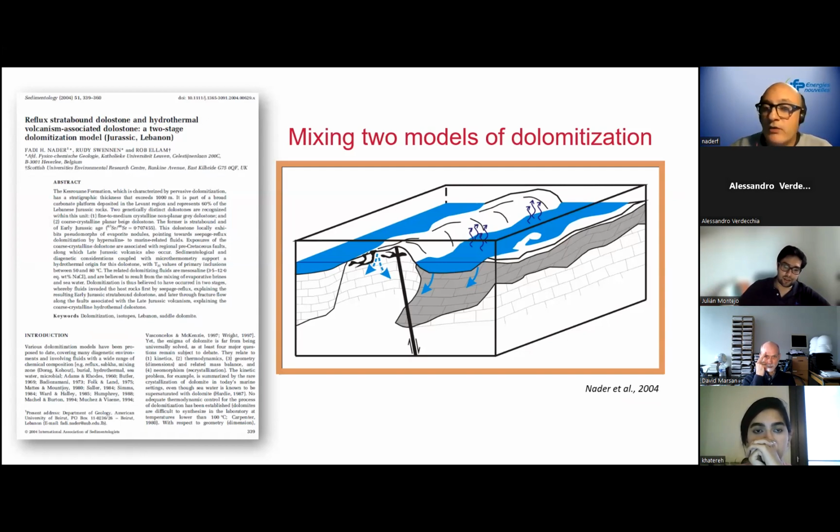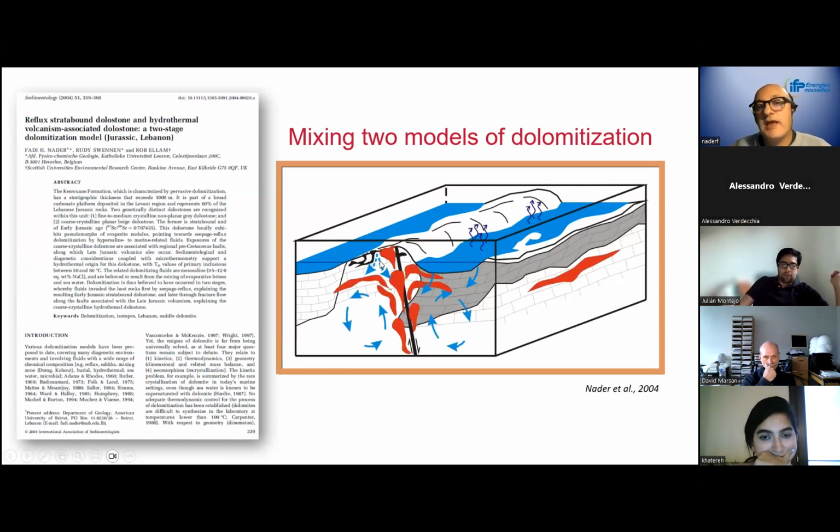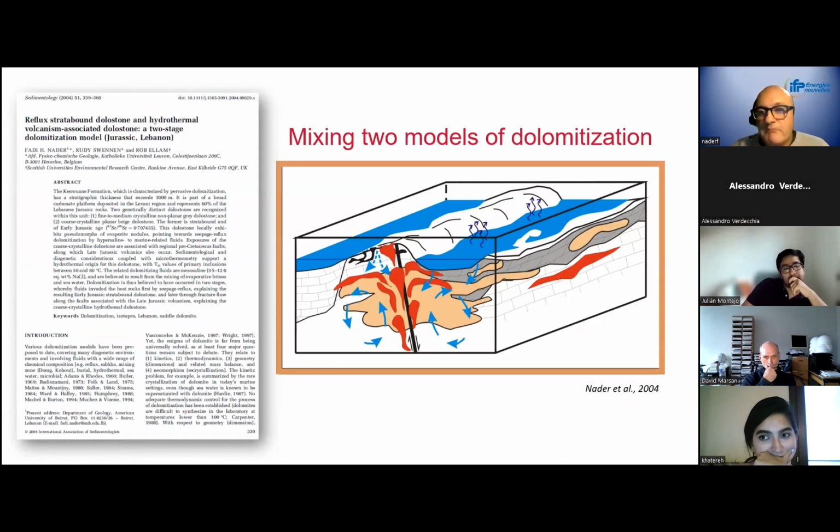where I would say we do have a reflux dolomitization in a first step, but since we have fractures and faults, and we can also have hydrothermal fluids, then we will be able also to create a second, mixed hydrothermal and reflux, or hydrothermal and evaporative dolomitization model.